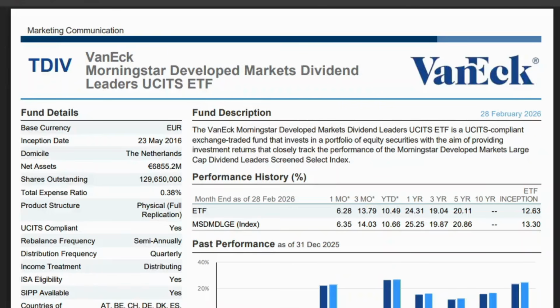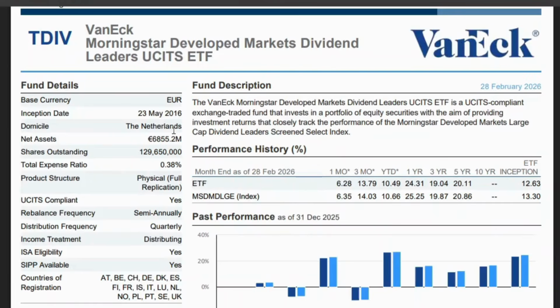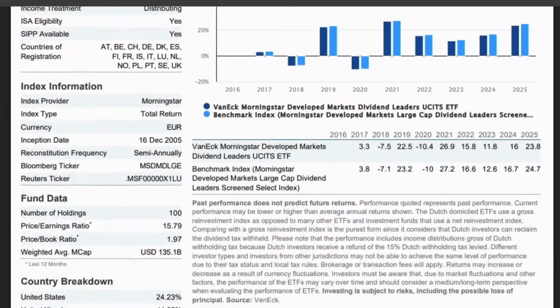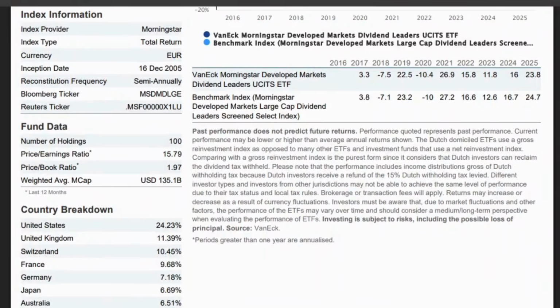And now here's the fact sheet. The ETF's been going since 2016, net assets of over 6 billion euros, expense ratio 0.38%, so quite expensive, but I think it's kind of justified by the performance and by what's really going on in this ETF. And the companies are selected according to the dividends that they pay out rather than their market capitalization. So it's got 100 holdings in it.